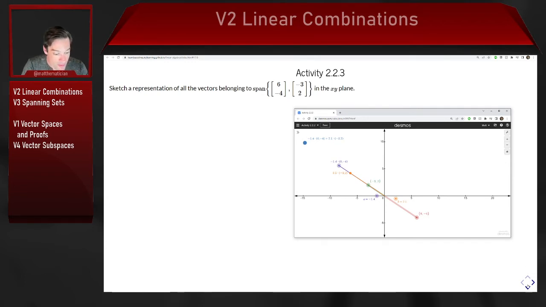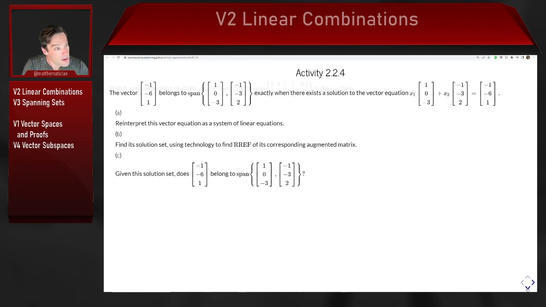So with this groundwork laid, now that we know what linear combinations are and how to think about what the span of a set of vectors looks like, the set of all of its linear combinations, the culminating activity in this section was this one, where we're told that the vector -1, -6, 1 belongs to the span of these two vectors, 1, 0, -3, and -1, -3, 2.